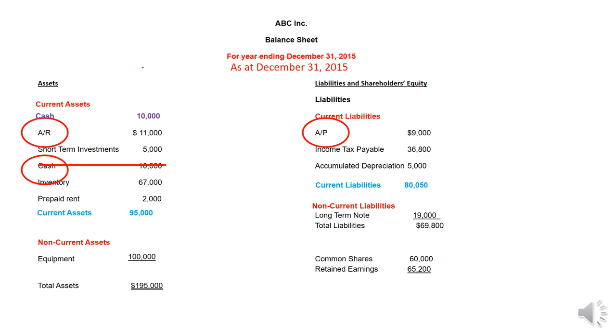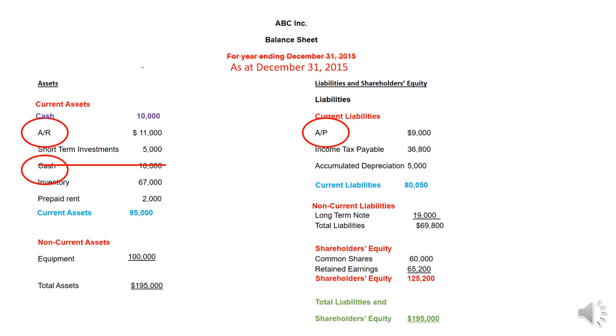Cash should always be first. We list things on the balance sheet in order of liquidity, or the assets by order of liquidity. So cash is the most liquid. It should always be first. Sometimes students don't label shareholders' equity, and they don't show the total. So you need to do that.